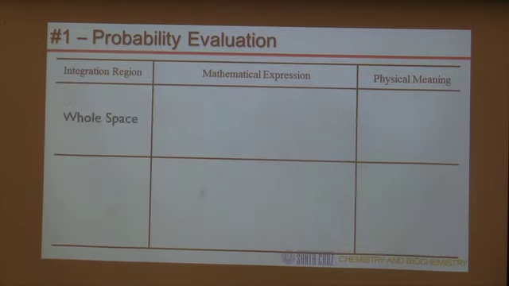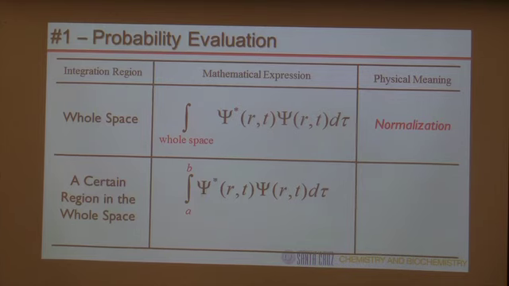Similarly, we can do the probability calculation. To calculate probability, this time the integration region is not the whole space, but a certain region within the whole space. And this time the mathematical expression is a little bit different. The only different thing is the bounds. So now the probability will have the bounds. Let's ask you to calculate the probability of finding the particle between 0 and a over 2. Other parts are the same as normalization.